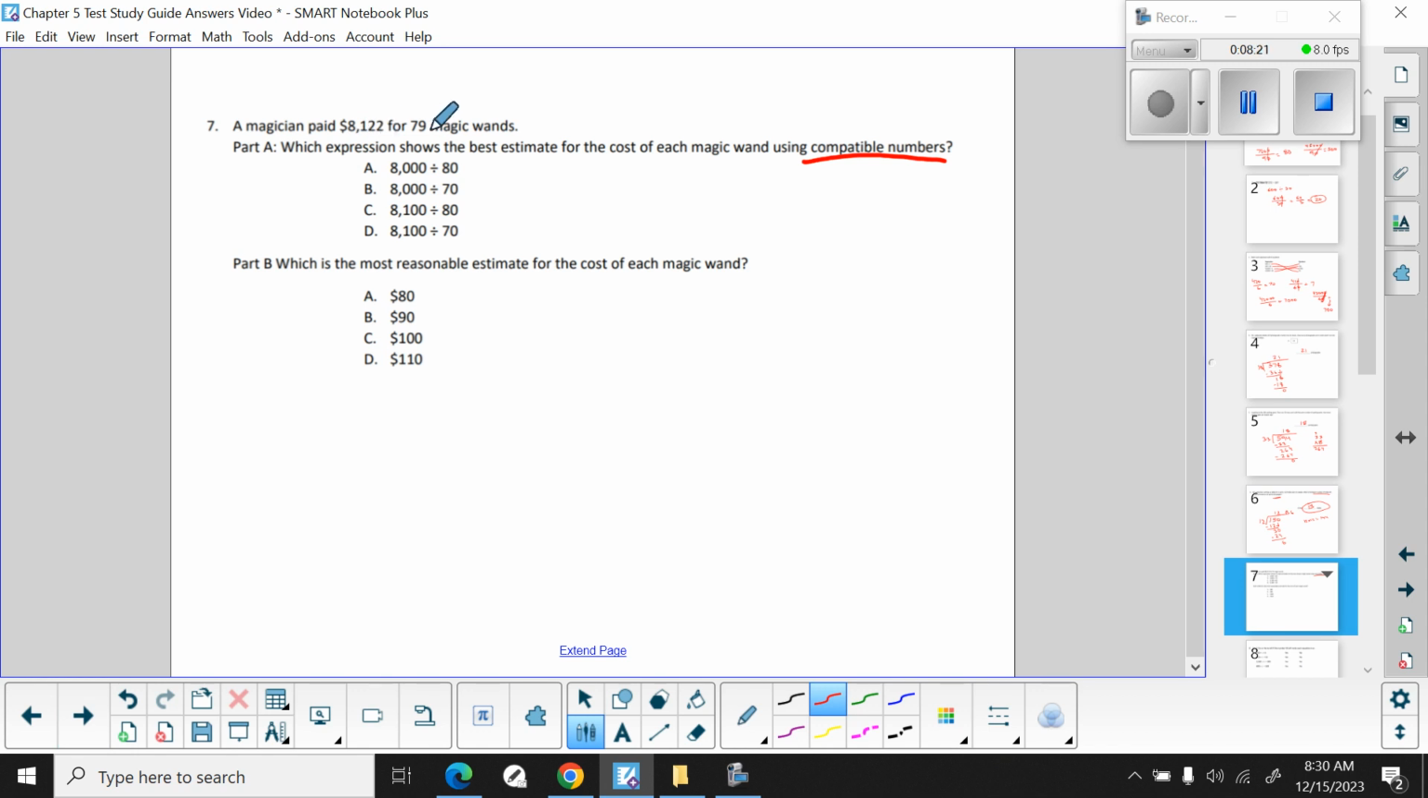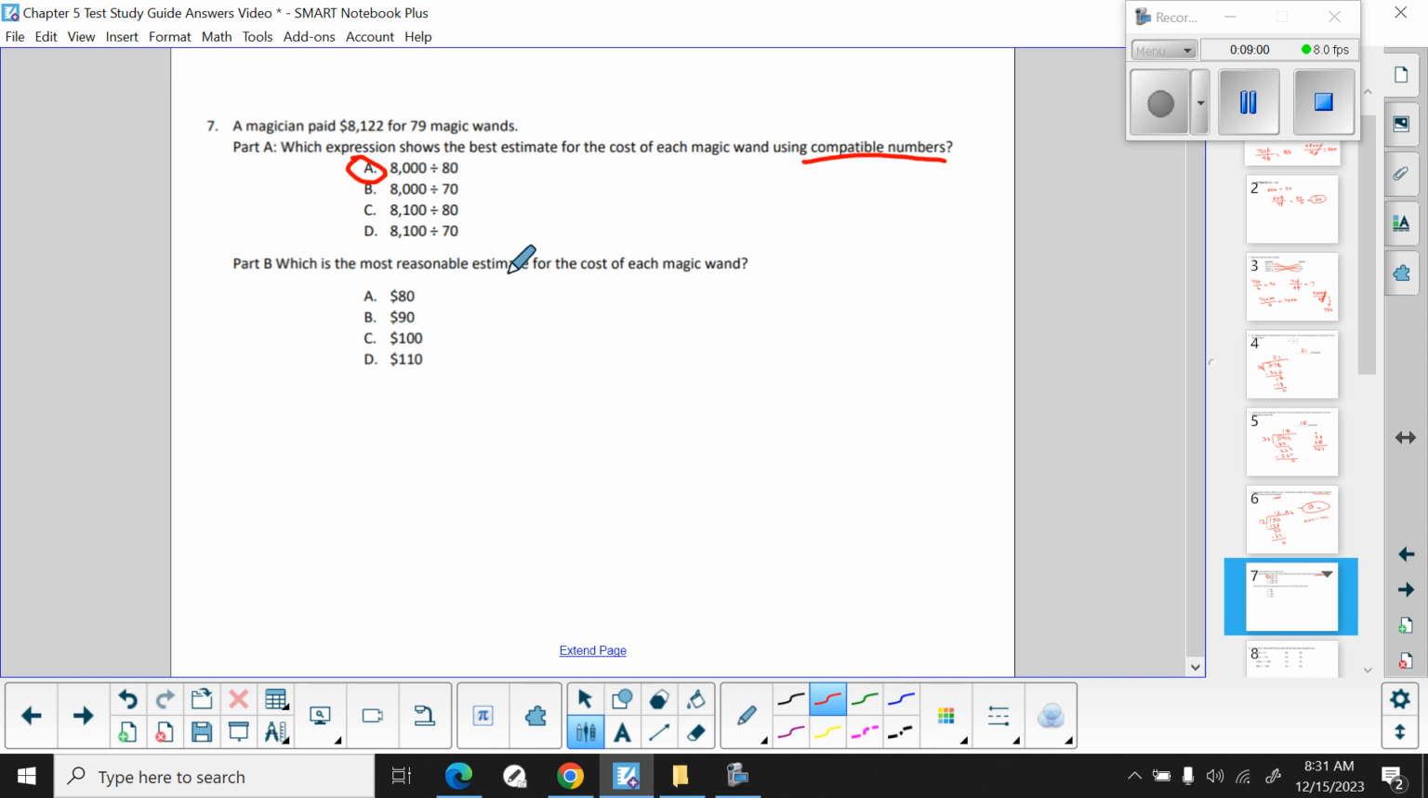All right, well, this is close to 8,100, and this is close to 80. Well, I'm looking at these numbers right here, and the one that looks like it works is 8,000, which is close to 8,100, because 80 goes into 8,000 pretty evenly. Let's just check the other ones. 70 into 8,000, that doesn't work too well. 80 into 8,100, that doesn't work too well. 70 into 8,100, that doesn't work too well. So it's clear that A is the best set of compatible numbers, because 80 goes evenly into 8,000.